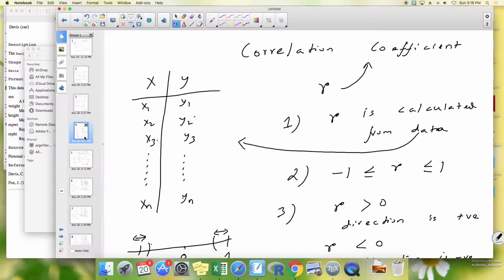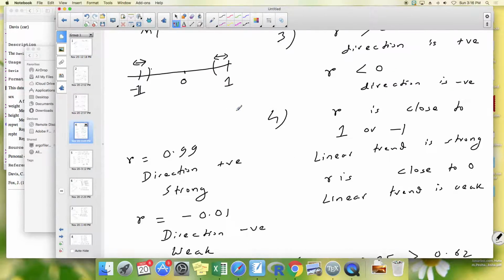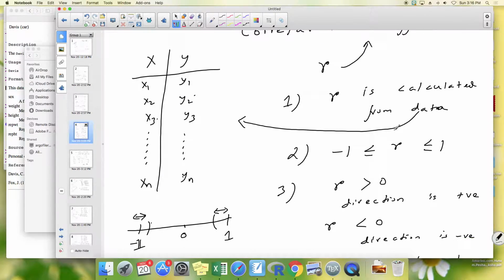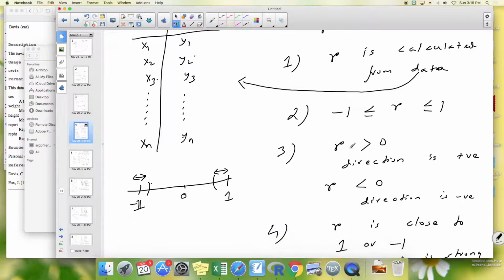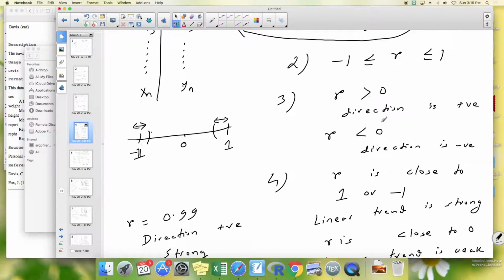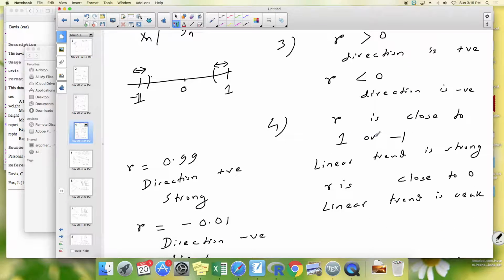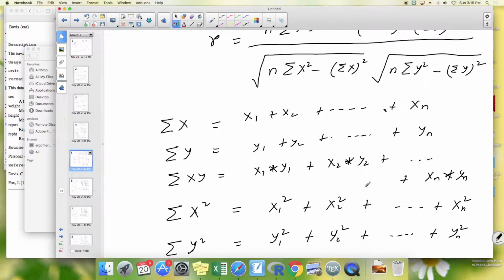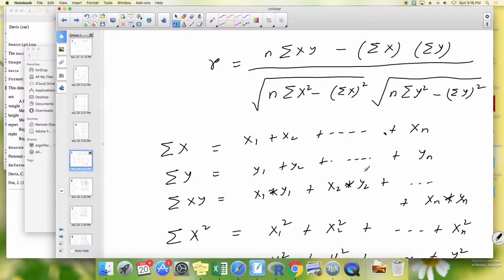Now, you may be thinking, how do I know that R always lies between -1 and +1? And how do I know that if R is positive, direction is positive, R negative, direction is negative? R is close to 1 or -1 means linear trend is strong. R is close to 0 means the linear trend is weak. So all these things can be mathematically proven. Just trust me on this.